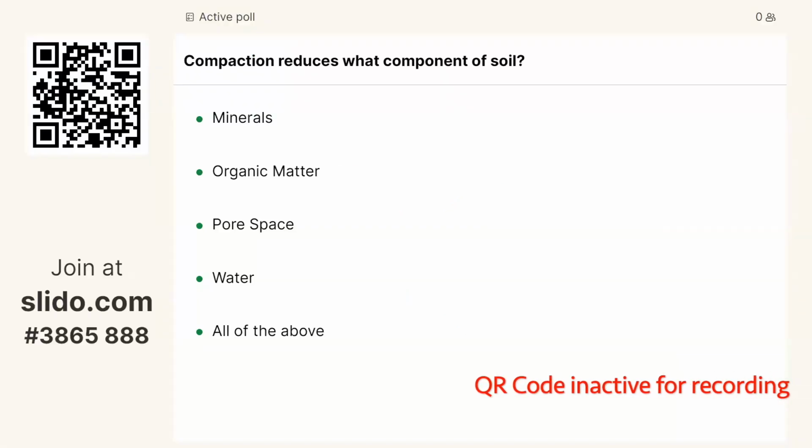So here's another Slido, a different one to join here. I'll launch a poll. Compaction reduces what component of soil? I'll give you a minute to log in and vote on this. We're going to have a couple more questions on this presentation for this Slido. So compaction reduces what component of soil? Minerals, organic matter, pore space, water, or all the above?